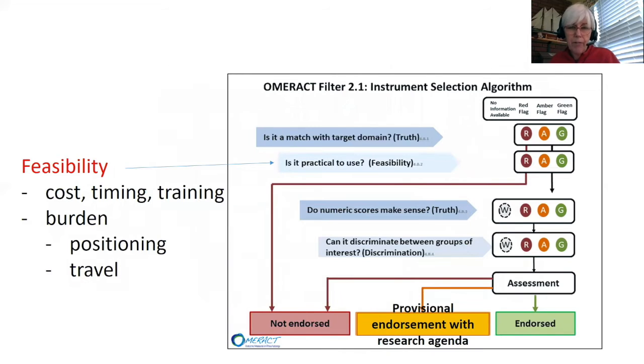If we move on in OFISA, we'll see the next question is about feasibility. And the same types of questions we ask of questionnaires can be asked of imaging outcome instruments. For example, what is the cost, the timing, the training involved? What is the burden to the patient to have to be positioned, for example, and stay in one position for a very long time, or to have to travel to a special machine?